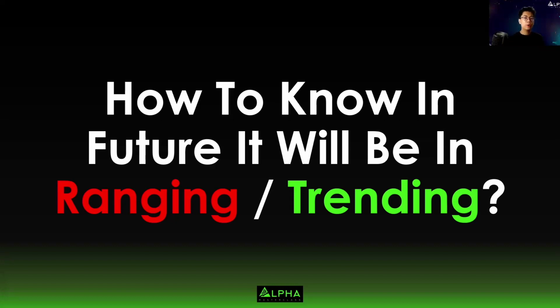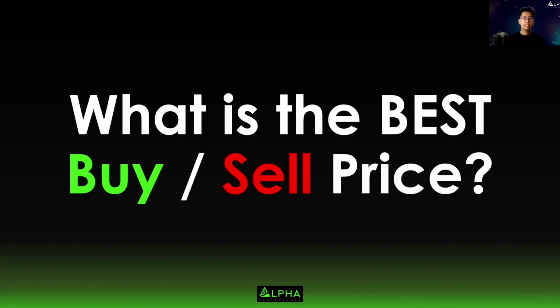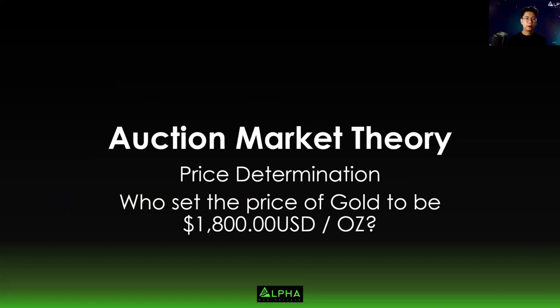Then you need to know where the price will stop, where it will be ranging, and where it will be trending. What is the best price to buy or sell the market? Now, when we talk about this, we'll talk about auction market theory, which is the theory to define the price.